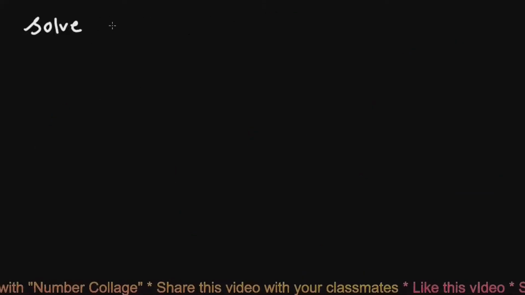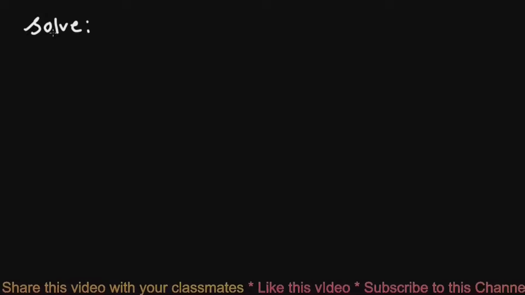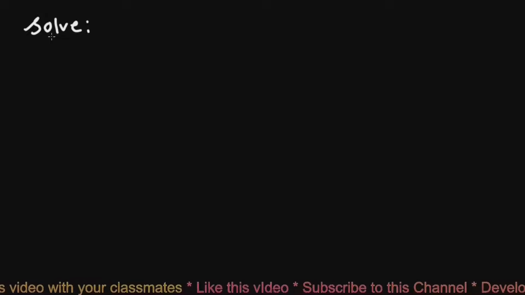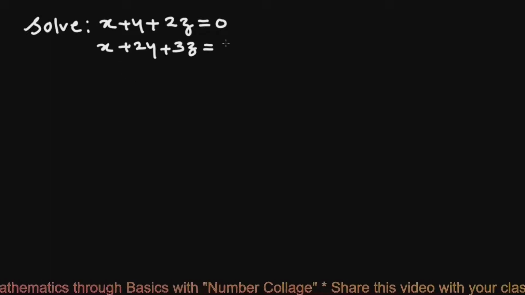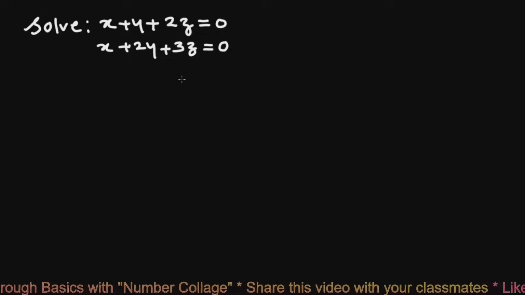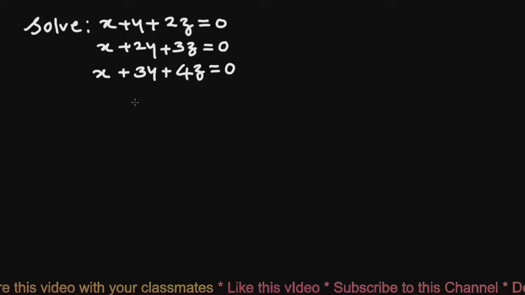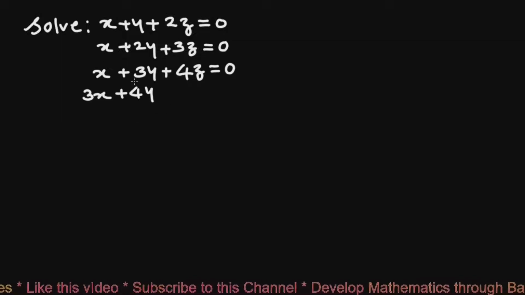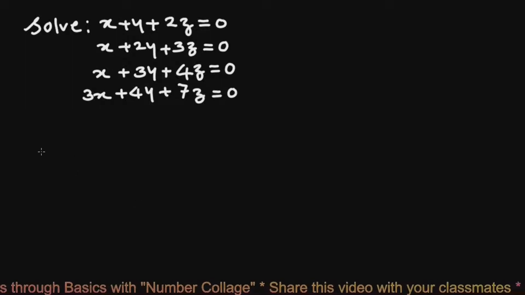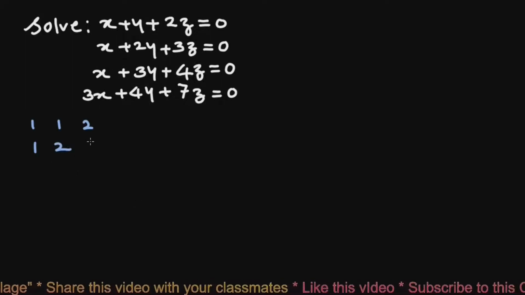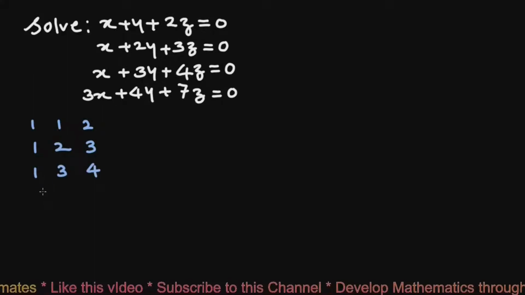Solve by matrix method following homogeneous equations. x plus y plus 2z equals 0, x plus 2y plus 3z equals 0, x plus 3y plus 4z equals 0, 3x plus 4y plus 7z equals 0. Let's write these equations in the matrix form: 1 1 2, 1 2 3, 1 3 4, 3 4 7.